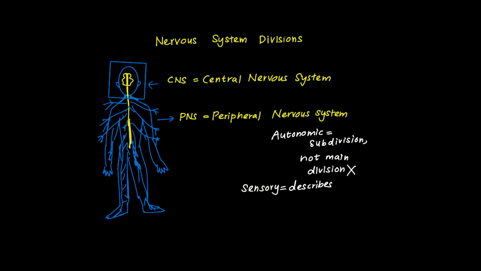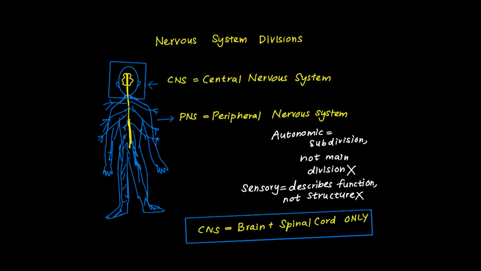Here's a WGU C458 OA exam tip for you. Central = brain and spinal cord only. Everything else = peripheral. Quick recall hook: CNS = command center in your head and spine.